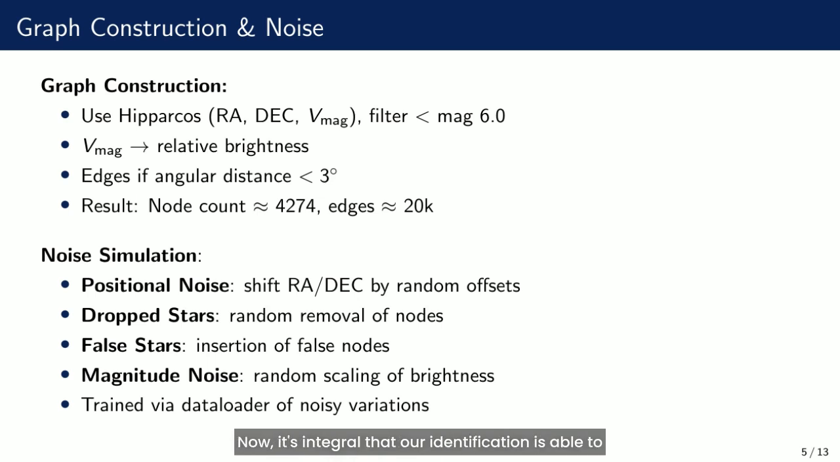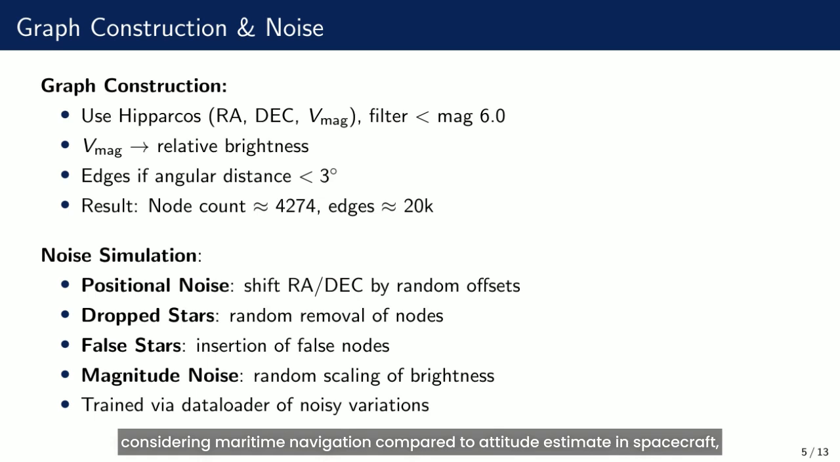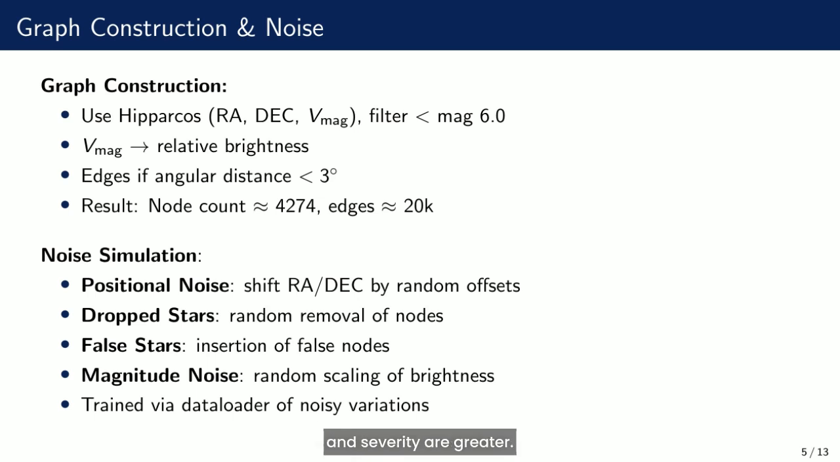Now it's integral that our identification is able to handle several types of noise if it's to be useful for navigation, which is even more relevant when considering maritime navigation compared to attitude determination in spacecraft, which is more commonly researched, because the noise types and severity are greater.